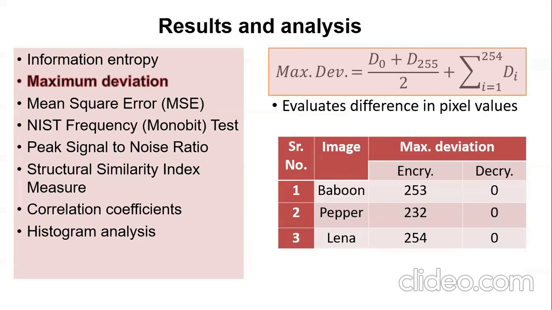Maximum deviation indicates the difference in pixel values between two images. For an efficient encryption system, plain and cipher images should be entirely different, so the maximum deviation should be high. As seen, for encrypted images, the maximum deviation value is very high.